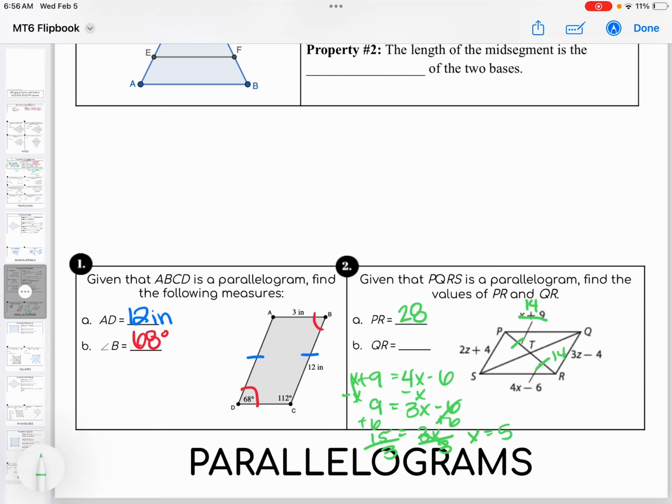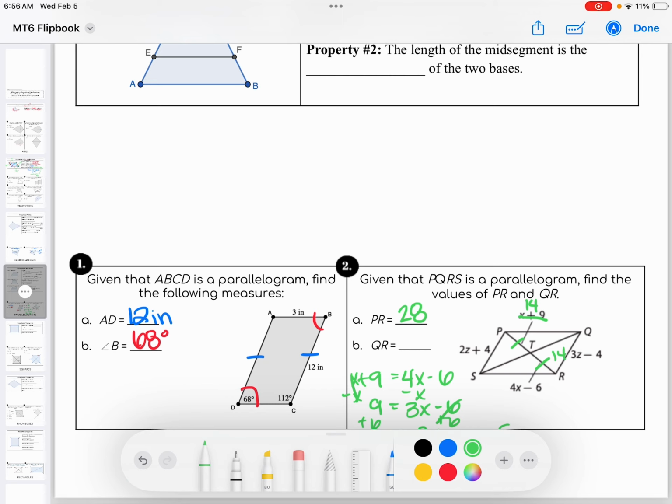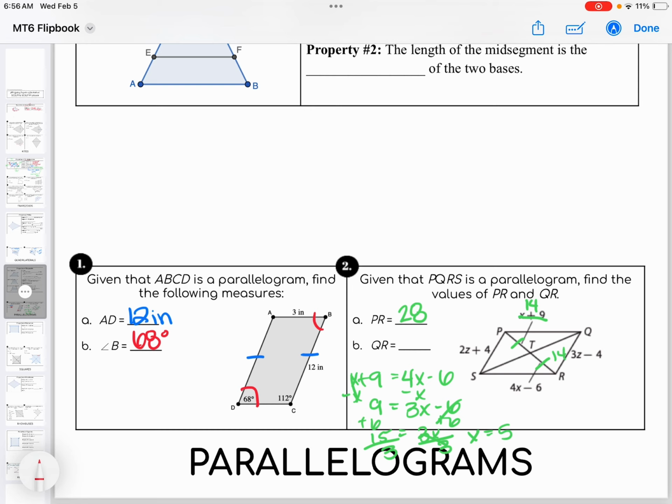Well, very similarly to what we just did, because QR is going to be equal to what PS is. Those two things are going to be equal to each other. So 2z plus 4 is going to be equal to 3z minus 4. And once we figure out that z, we can plug that in to either one of those to figure out what that's going to be.